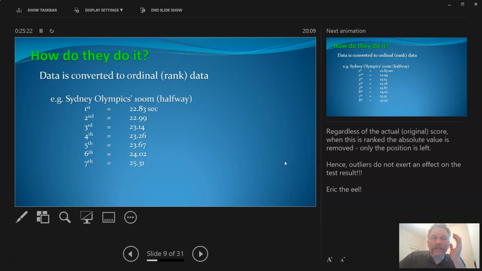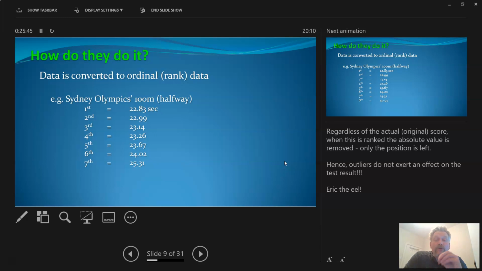So, how do they do it then? What's the big secret about why non-parametric statistics don't seem to be as effective? Why do they seem to be more robust than their parametric equivalent? As I said, it's a brutally simplistic approach, and kudos to whoever thought of this.